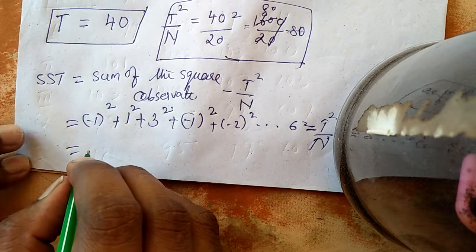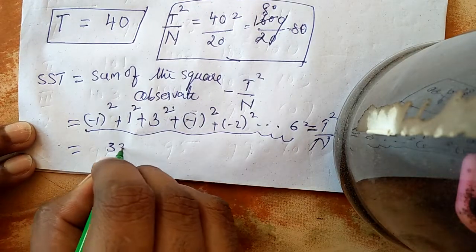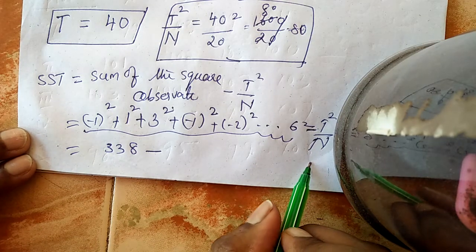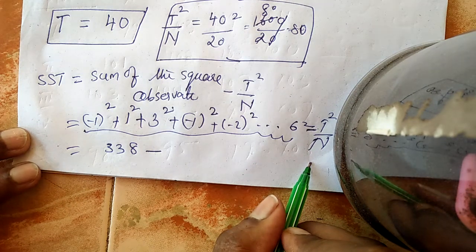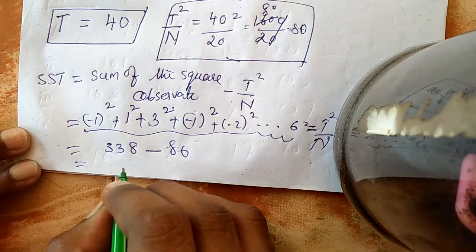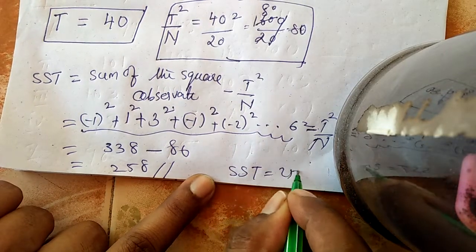The sum of the squares is 338, minus T square by N, which is 80. So 338 minus 80 is 258. So you got SST is 258.